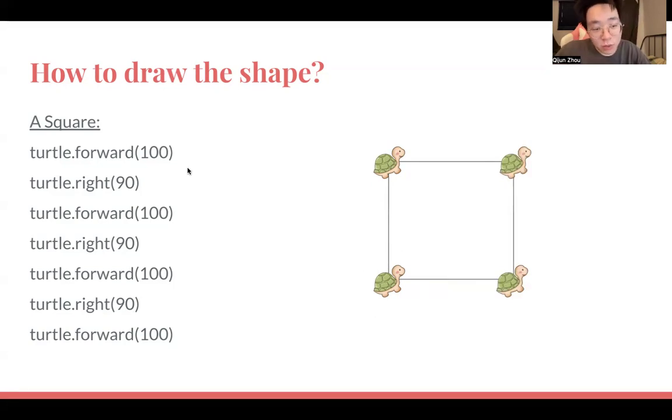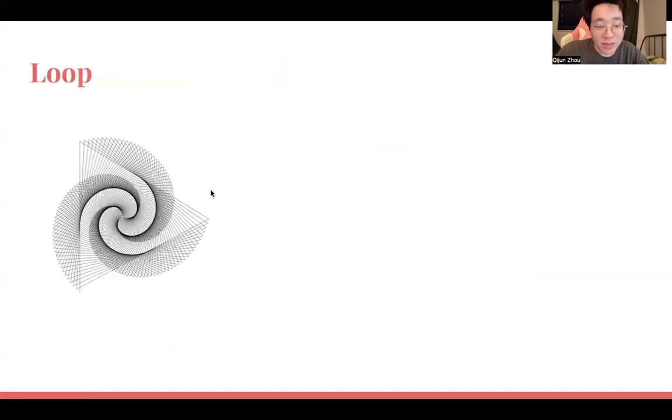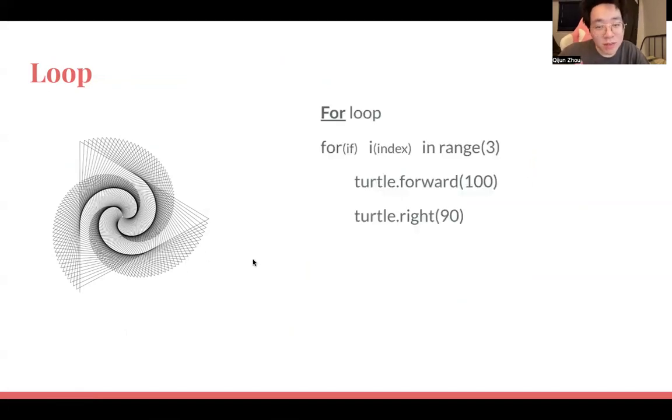But what if we have a really big image? That's why we would need a lot of commands, maybe thousands of them, like this. We need to do forward and rotate, forward and rotate, forward and rotate, maybe backward, to make this kind of square, maybe thousands of commands or lines. That's why we have a loop.